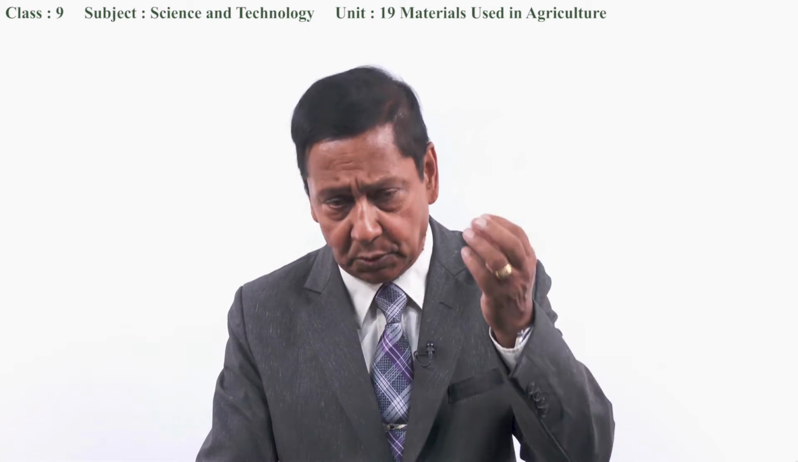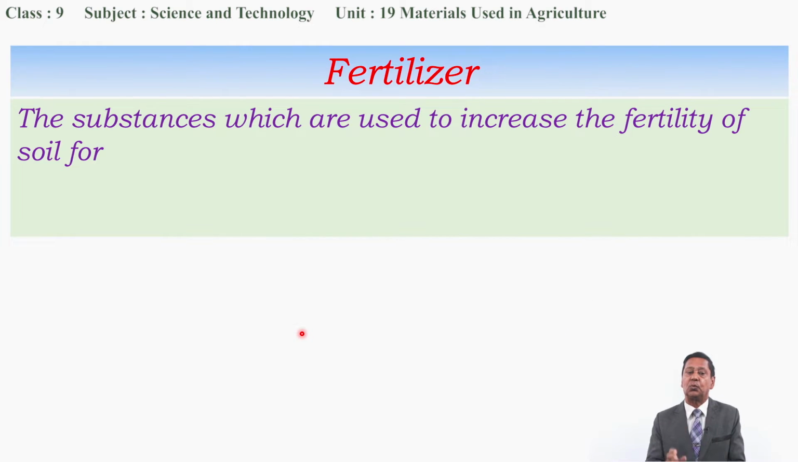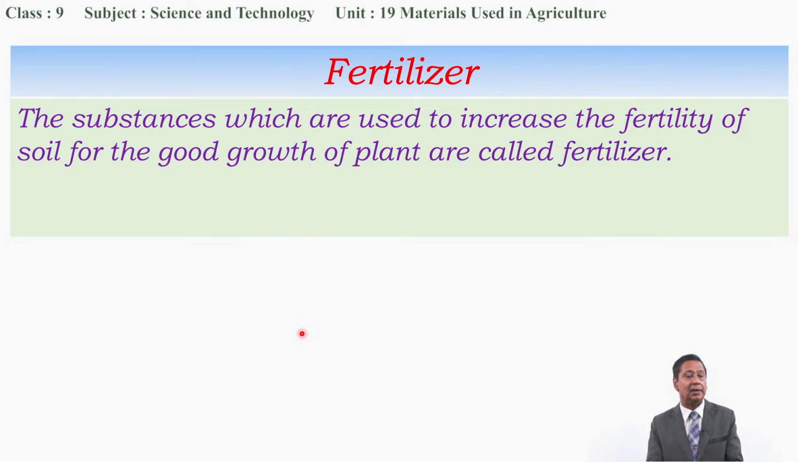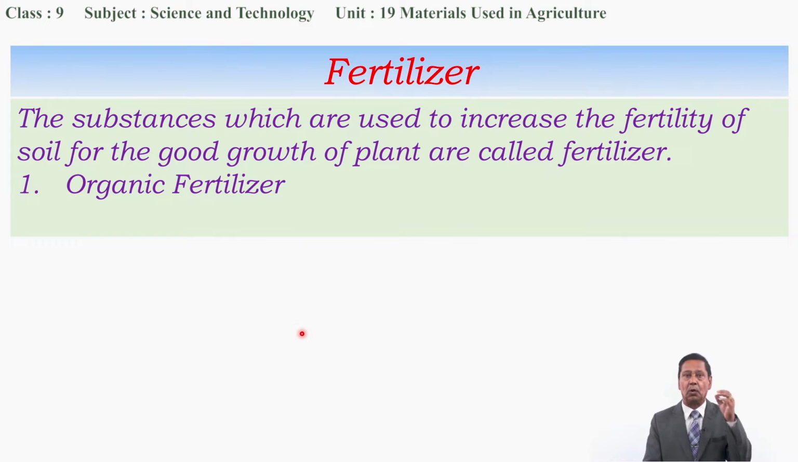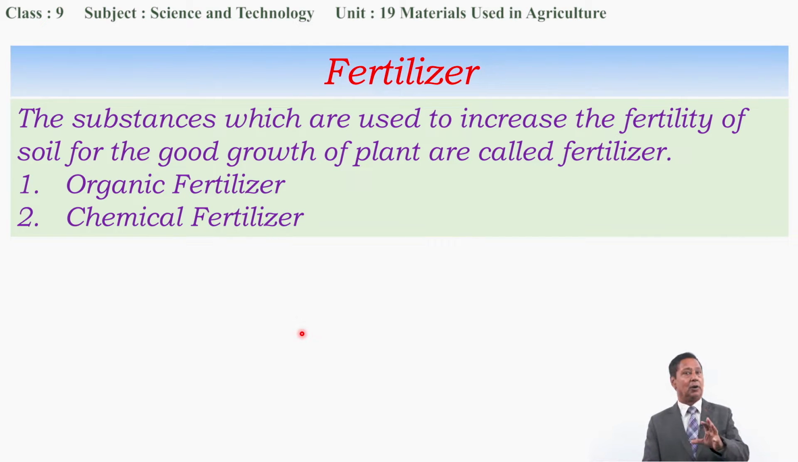Let's recall the fertilizer. It was done in the previous class also. What is fertilizer? We can say that the substances which are used to increase the fertility of soil for the good growth of plant are called fertilizer. It is divided into two types. One is called organic fertilizer, another is called chemical fertilizer, and chemical fertilizer is also called inorganic fertilizer.